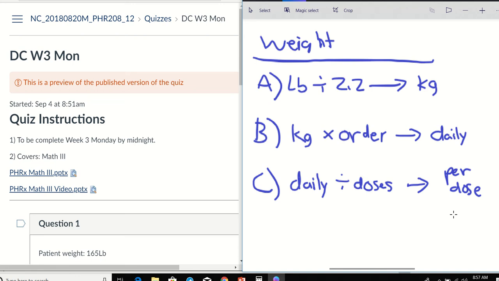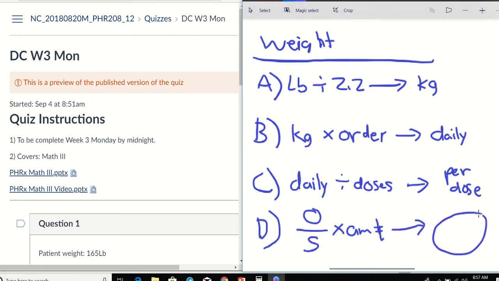So the daily amount, sometimes if you give it to them all at once, you kill them. So we might have to split it up so it doesn't poison them. So that's what we mean by divided doses. So once you take the daily amount divided by the doses, it gives you how much you're going to give per dose. And then the last step for us is an order and supply problem. Order over your supply times your amount, if there's any, will give you the amount of supply you're going to deliver.